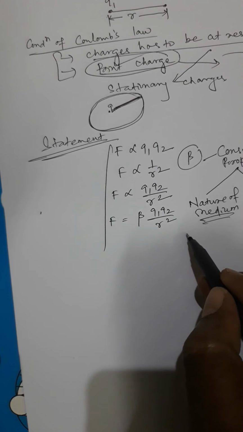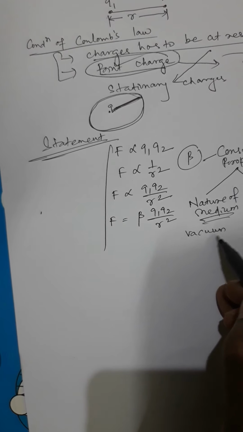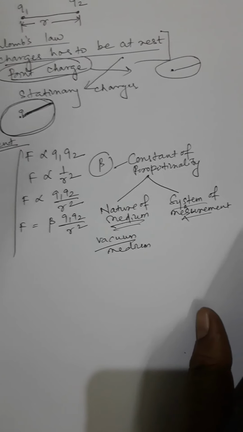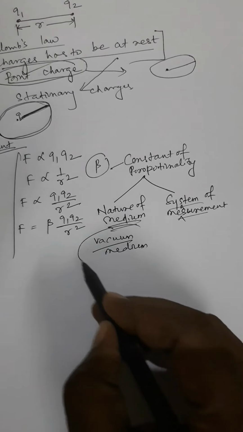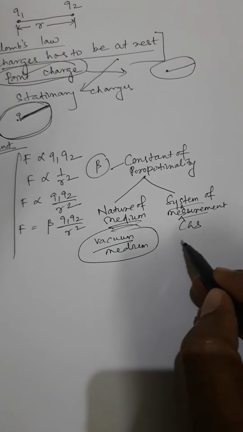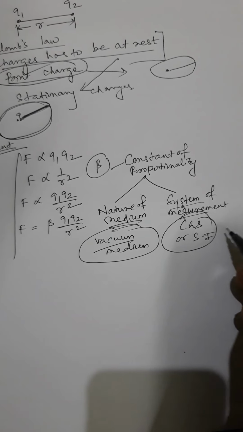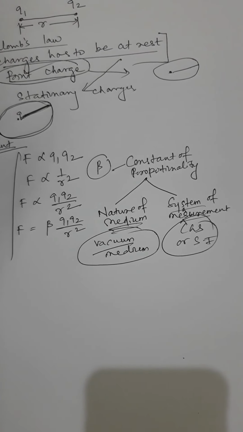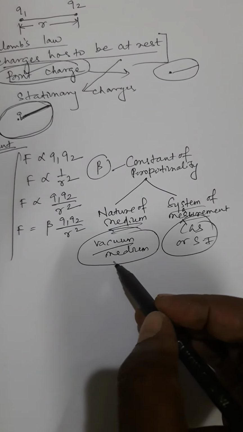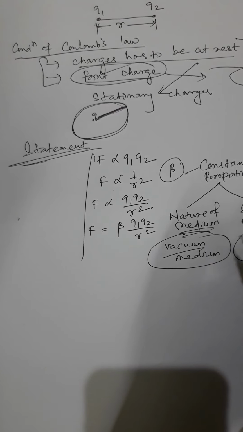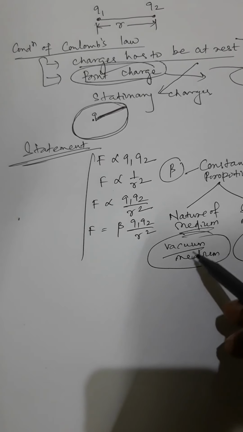Nature of medium means either in vacuum or any other medium other than vacuum. Vacuum means absence of medium, and medium means any other medium other than vacuum. Absence and presence of medium. System of measurement, either it is CGS or SI. So in the SI system and CGS system, the value of beta is different, and in vacuum or in a medium the value of beta is also different. So keeping this in view, you can say that the constant of proportionality of Coulomb's law depends upon two factors. One is the system of measurement and the second is the nature of the medium.